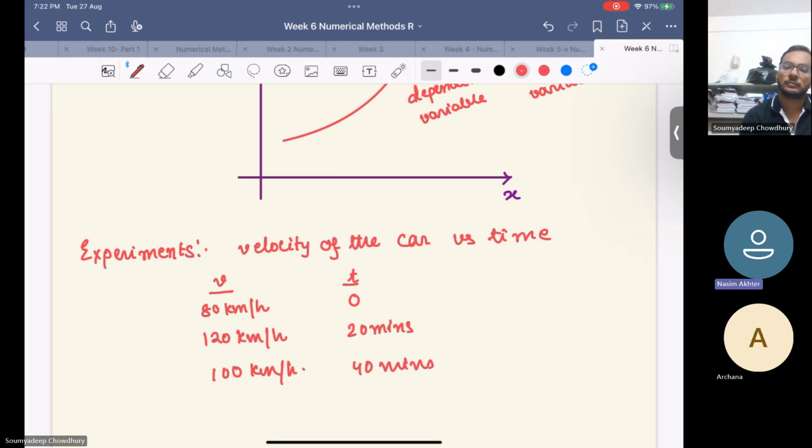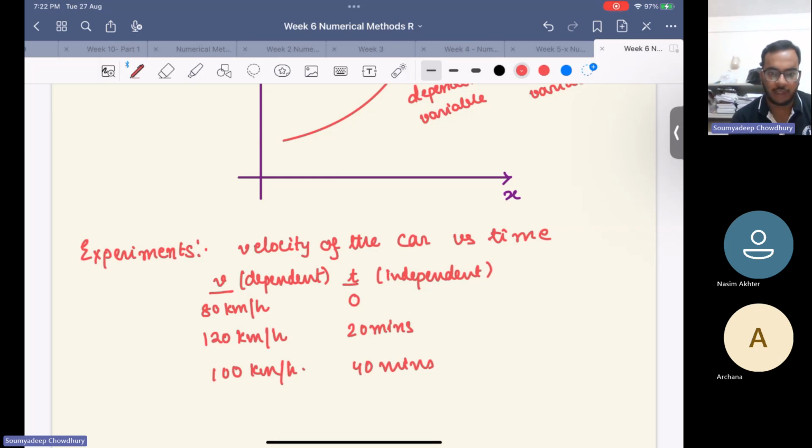The velocity is the dependent variable. Yes, correct. So your velocity is the dependent variable. Why is it the dependent variable? Because your time is not dependent on the velocity. You are measuring the velocity, right? So your velocity is dependent on your time. So basically this is the independent variable and this is the dependent variable, right?